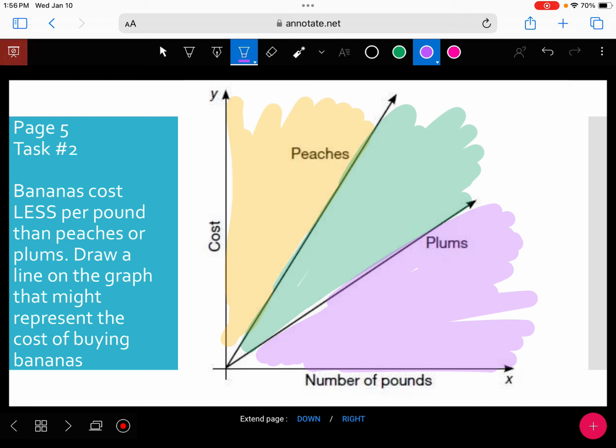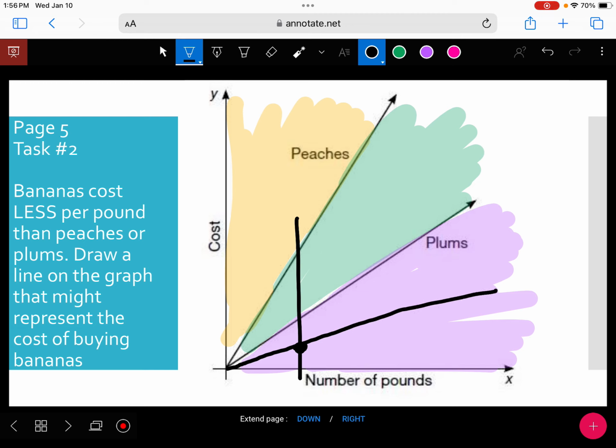All right. In what section do you have your bananas? The yellow, the green, or the purple? Purple. When in doubt, give yourself a choice. So maybe this is 2 pounds. Peaches cost the most, plums cost less, bananas are even less than that. So we can see where that is. I would put bananas somewhere down here.